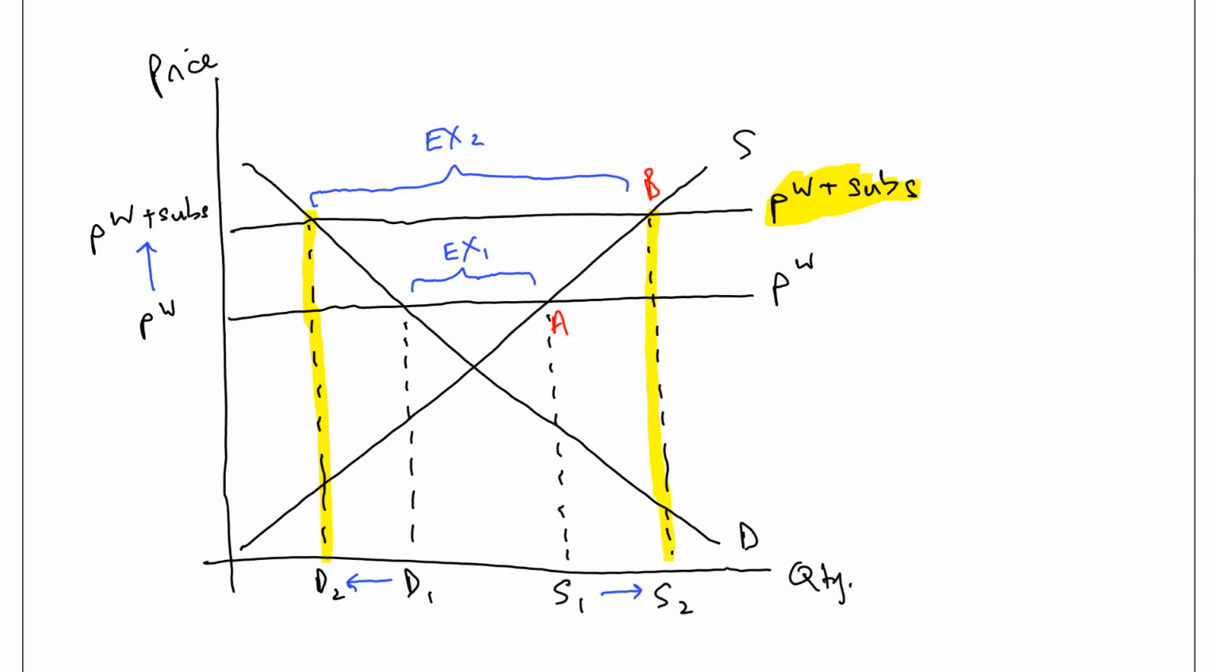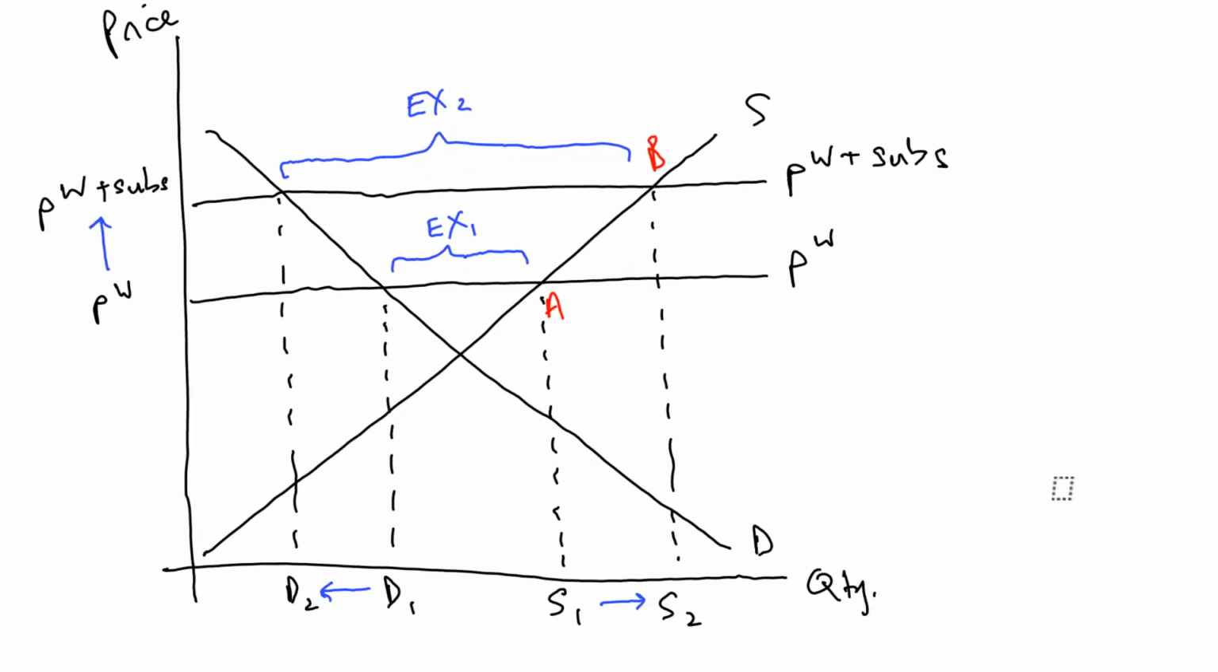And so now the new export level is going to be given by that difference, S2 minus D2. And you can see from the diagram, EX2, which represents the amount of export, is going to be bigger than EX1 because of that higher price that's given to us by the export subsidy. Okay, now all we're going to do is put all that in words.